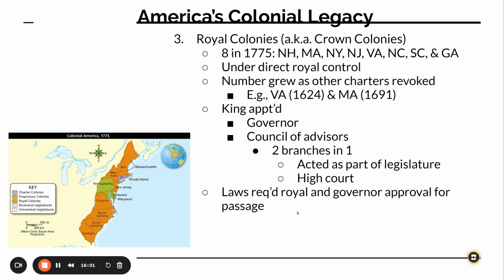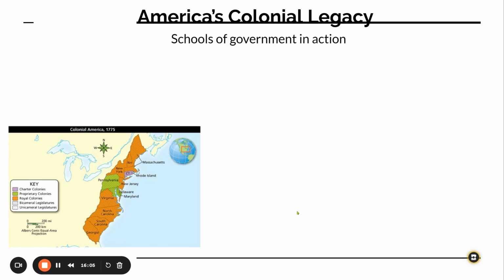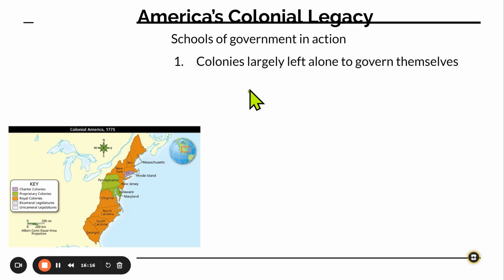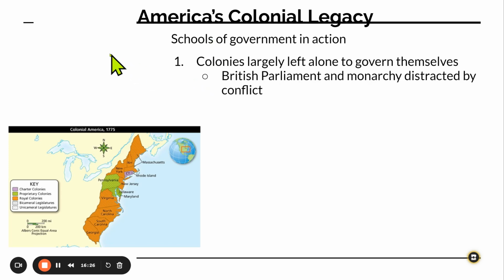At least in terms of how the institutions are laid out on paper. What we're going to see next is how the colonies acted as schools of government. And that first involves the story of the colonies largely being just left to their own devices. And they're left alone for several reasons.